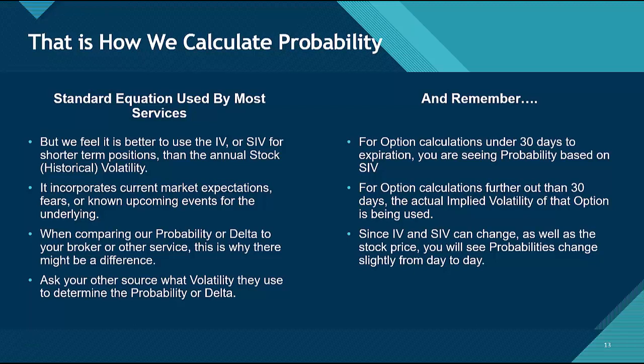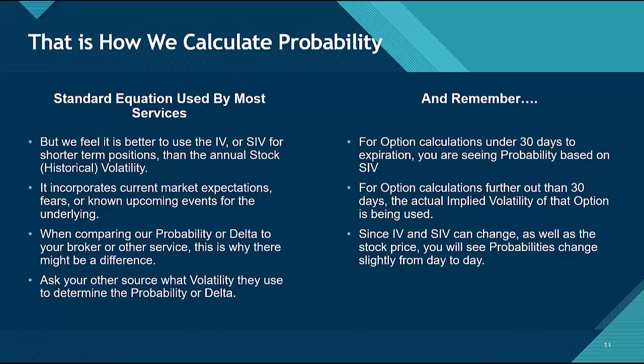We use the standard equation used by most services, but we feel it is better to use the implied volatility, or SIV, for the shorter term positions than the stock volatility itself, looking slightly more forward-looking based on expectations rather than what has happened over the last year. It incorporates current market expectations, fears, or known upcoming events. Now, when you're comparing the probability you see on PowerOptions or the delta to your broker or another service, this is why there might be a difference. Ask your broker or your other source what volatility they use to determine the probability or delta.